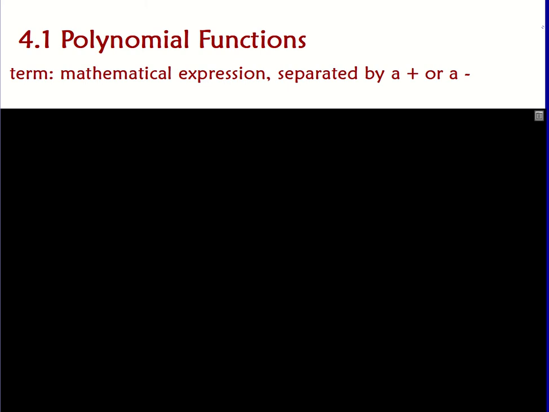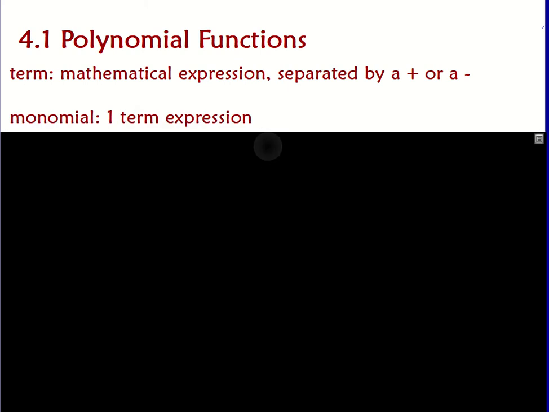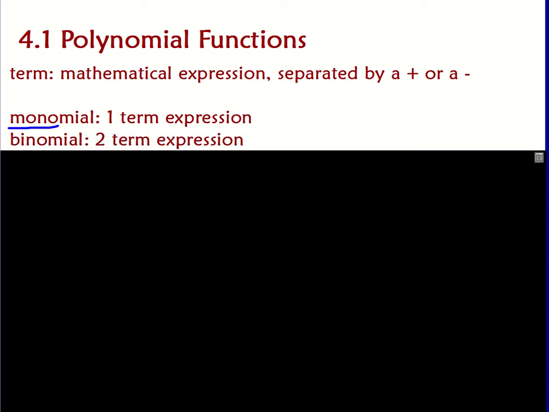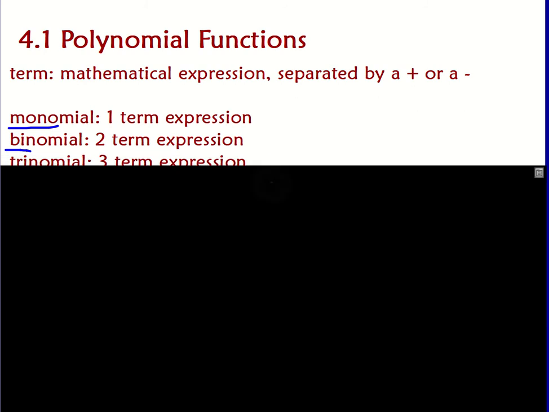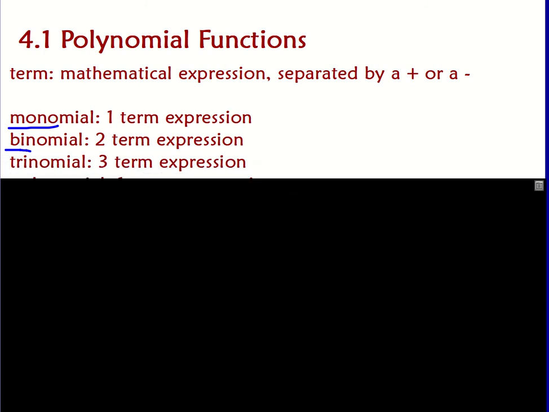Then an expression that has one term is called a monomial. Makes sense because the prefix mono means one. Think about a monorail, or if a company has a monopoly on something. Those all come from the same prefix. A two-term expression is, you guessed it, a binomial, just like a bicycle has two wheels. A three-term expression is a trinomial.